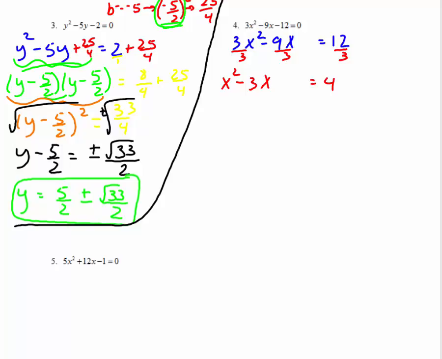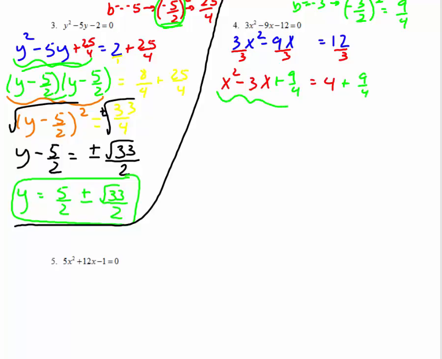Now we'll need to take half of the b term, square it, and add it to both sides. So the b is negative 3. Half of negative 3 is negative 3 over 2. When we square that, we get 9 over 4. So we're going to add 9/4 to both sides.